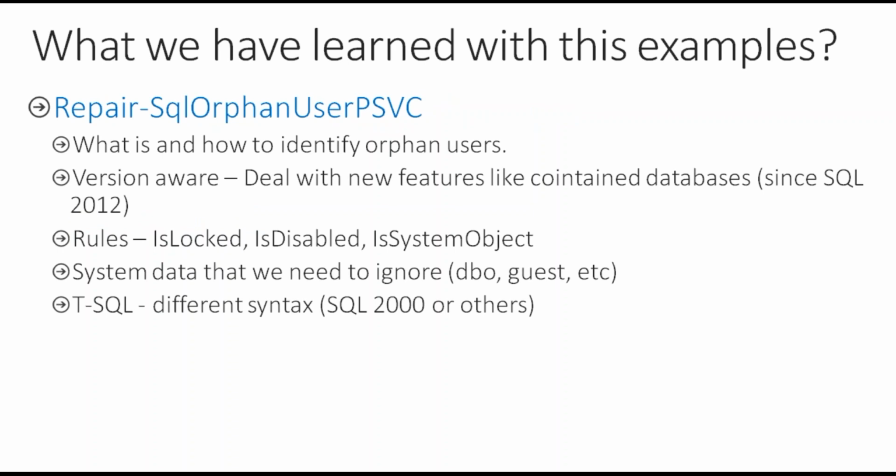We make the script version aware, okay? So dealing with features from newer versions. We implemented some rules. We learned that we need to ignore some stuff like the users DBO, CS, and we learned that different syntax exists for older versions, okay? All of this with a single subject, and we came across this script that will help to reduce our time on post-refresh actions, for example.